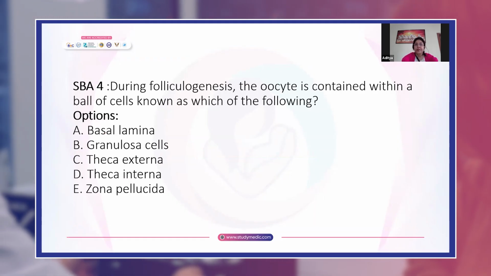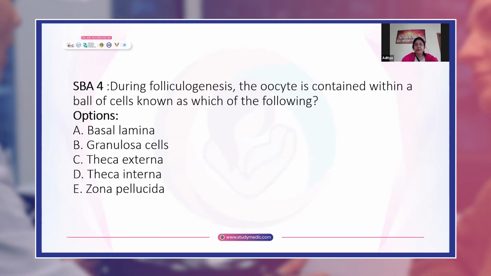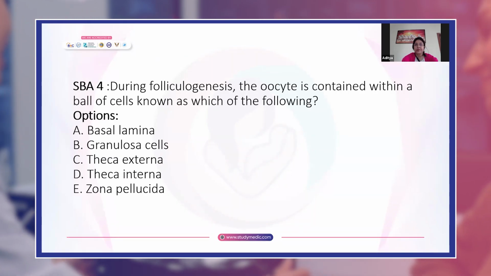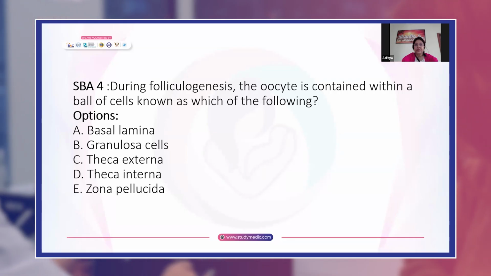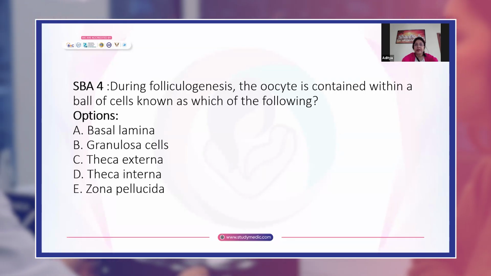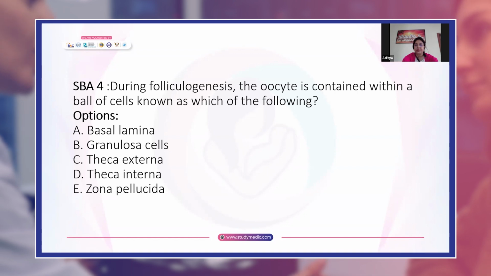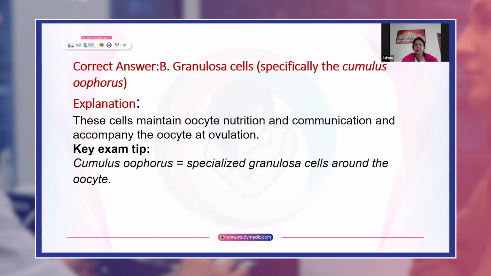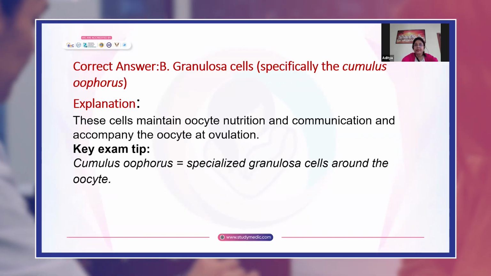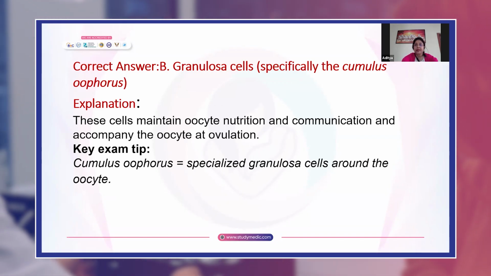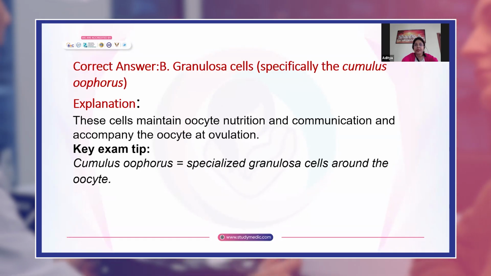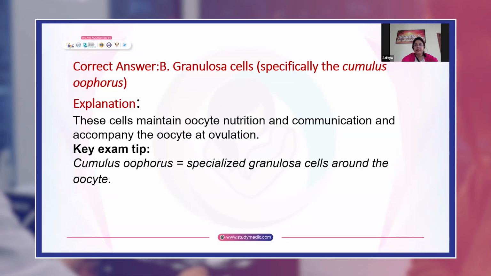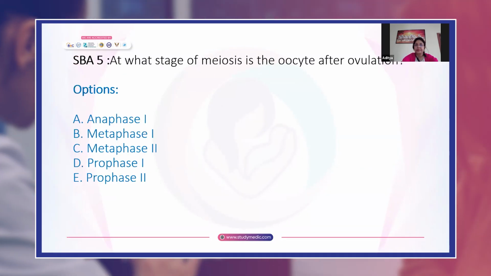Moving forward, during folliculogenesis, the oocyte is contained within a ball of cells known as which of the following? Options: basal lamina, granulosa cells, theca externa, theca interna, or zona pellucida. The correct answer is granulosa cells, specifically the cumulus oophorus. This cell maintains oocyte nutrition and communication and accompanies the oocyte at ovulation. Cumulus oophorus are specialized granulosa cells around the oocyte.